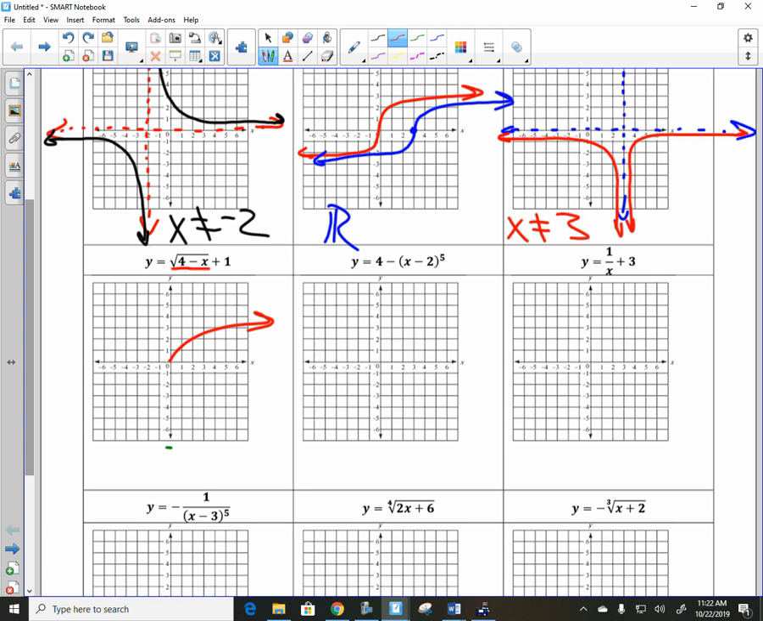4 minus x, what would you plug in to make 0? 4. So it's going to move it 4 to the right. It's going to move it up 1. Notice how the x is negative? That's going to flip it horizontally. Very good. Right 4, up 1, horizontal flip.